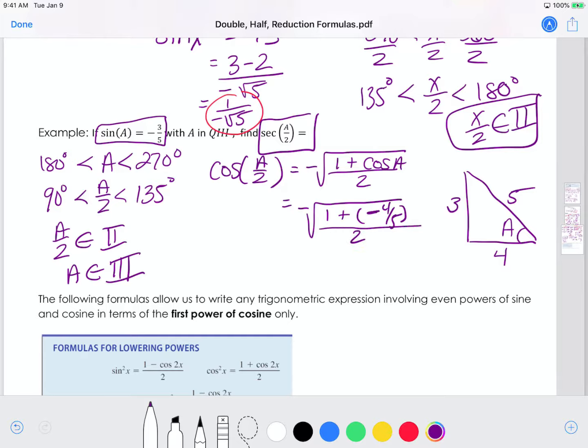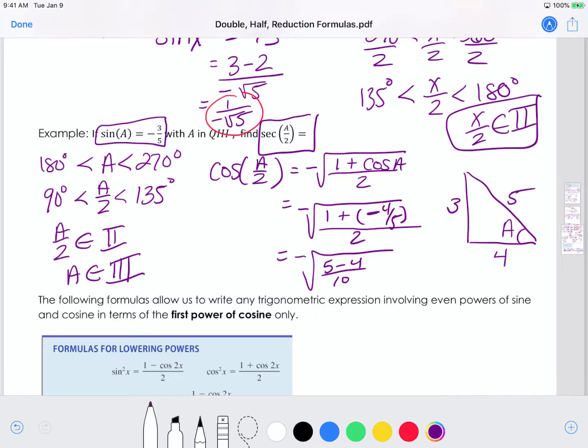This is why it's really tricky whenever you plug in something with half angle formulas. You want to make sure you know what angle you're looking at, what trig function you're using, and what quadrant you're in, so you can decide if you need to use plus or minus. Okay, I'm going to multiply everything through by 5 so I can clear the complex fraction. And when I finish simplifying, I'm going to get negative square root of 1 over 10.